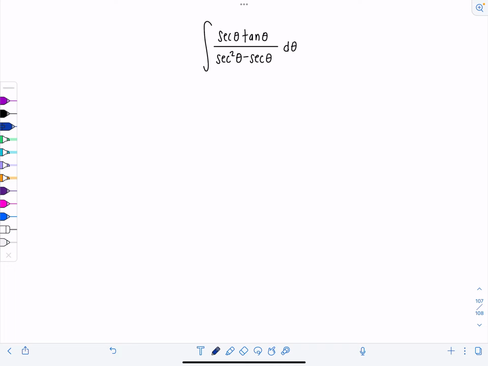To start off, we're going to do a u substitution. As soon as I see secant theta tan theta, it just burns into my brain like, this is the derivative of secant theta. So I see all these secants down here. It feels like we should just let u equal secant theta and hope for the best. So du is going to be secant theta tan theta d theta, which I have right up here. And then now we can rewrite this integral all in terms of u.